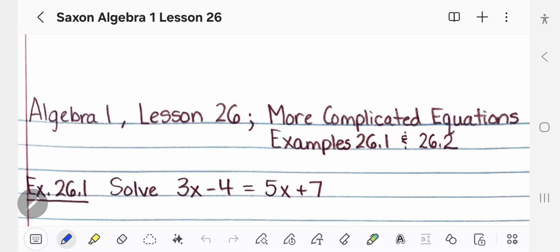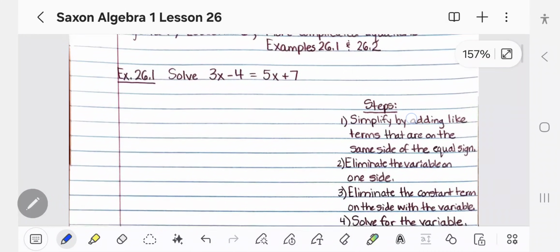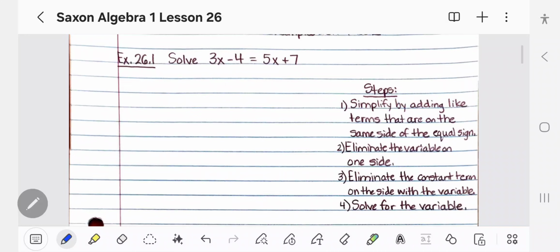And we understand the idea of an equation that both of the expressions on either side are equal to each other. And as long as we do the same thing to both sides, we will end up with an equivalent equation that has the same solutions. So we can use that to help us solve and find the value of x. Now, a couple examples into this lesson, the Saxon textbook is going to give you some steps to solve equations, and I went ahead and wrote those here for you. Let's look at those steps now.